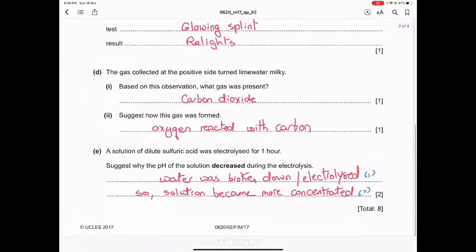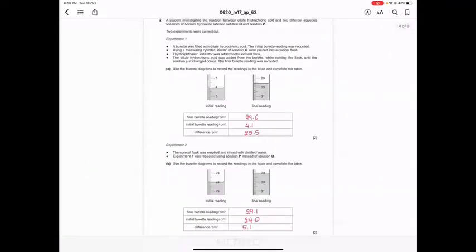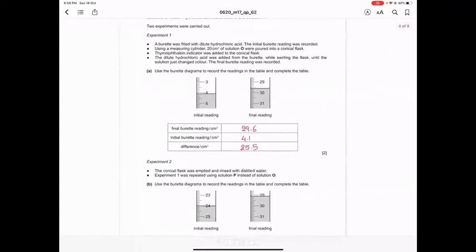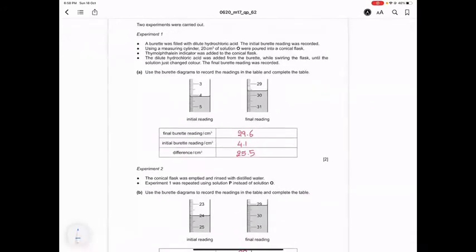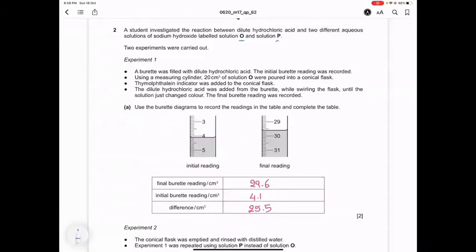The second question, he's reacting a solution of sodium hydroxide labeled O and another one labeled P. Of course, they have different concentrations with hydrochloric acid. So this is basically a neutralization reaction. He used a measuring cylinder, which is an inaccuracy. He used a weird indicator, thymolphthalein. We're not used to it. This could cause slight changes in the endpoint.